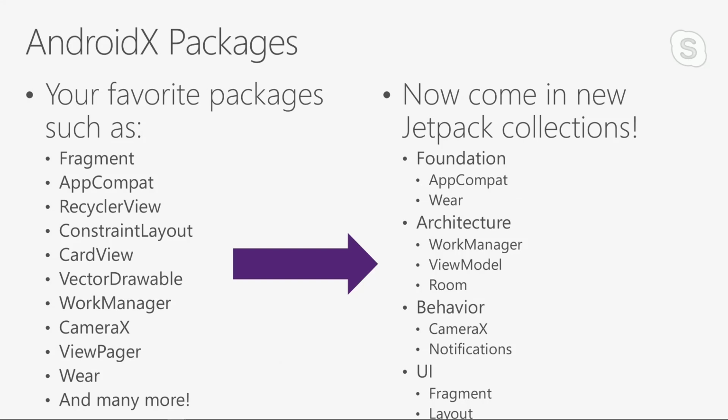As you might see from this list, Foundation includes an AppCompat package and a wearable OS package. Architecture includes Work Manager, View Model, Room, and the likes. So they are broken down that way.